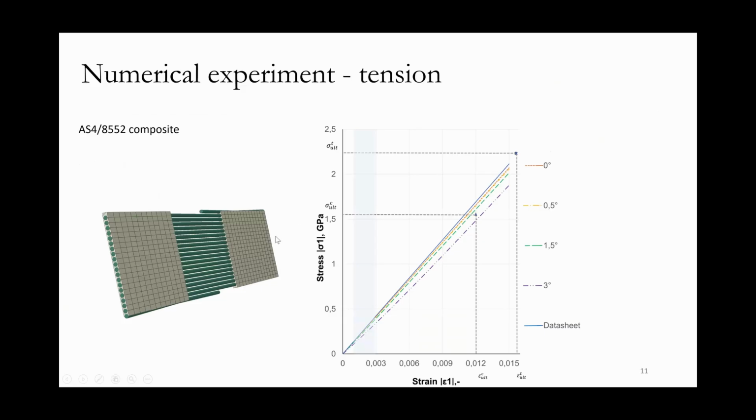Now we can do numerical experiment with this cell. So we have, for example, tension and some initial waviness. And this is the composite for what we use properties. And this is the data from manufacturer. So for tension, we have just straight lines, and if we have high waviness, we have lower value of the stiffness.